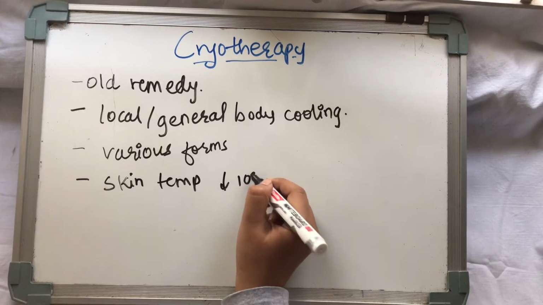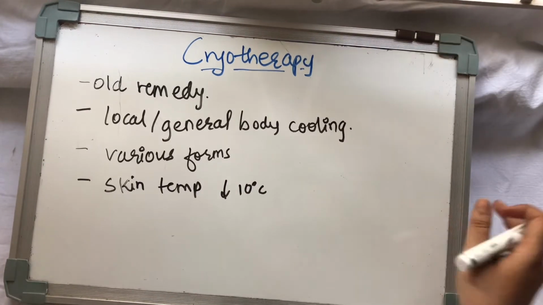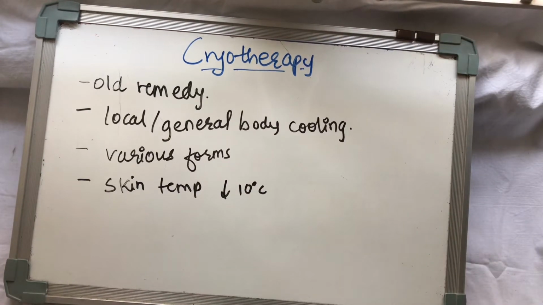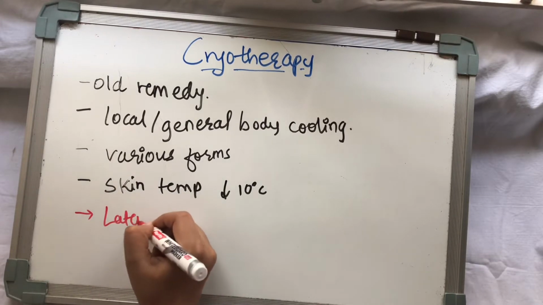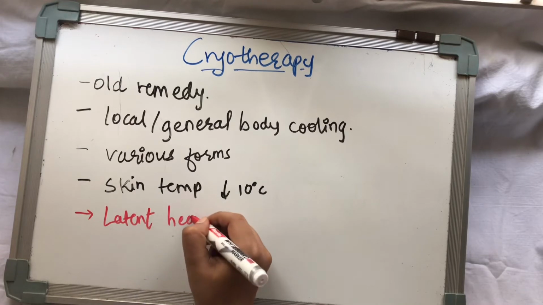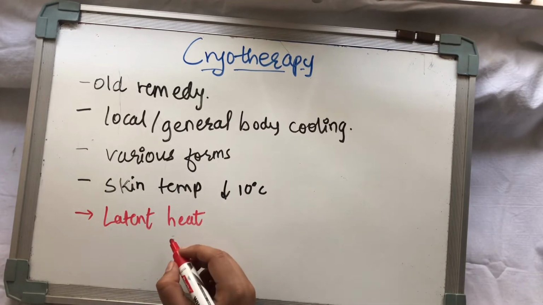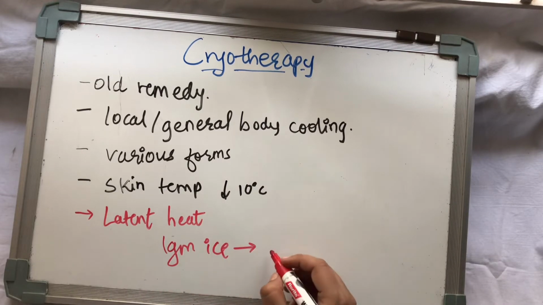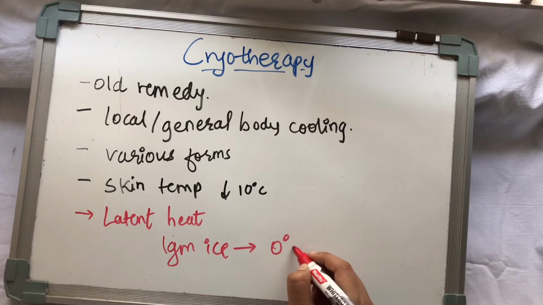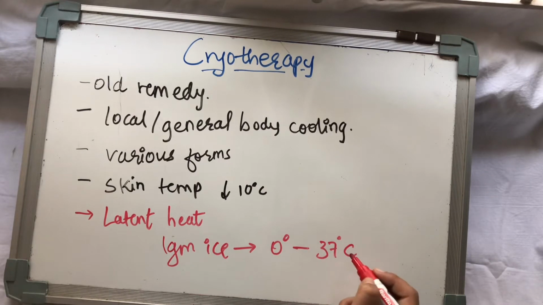Skin temperature is reduced to 10 degrees Celsius after applying cryotherapy. Cryotherapy is used for edema reduction, to reduce spasm, to diminish spasticity before exercise, and in acute musculoskeletal injuries. Also, in vapocoolant spray, fluoromethane is used.